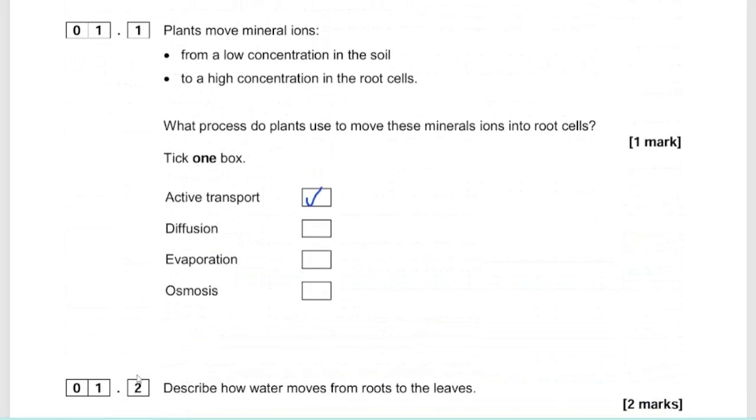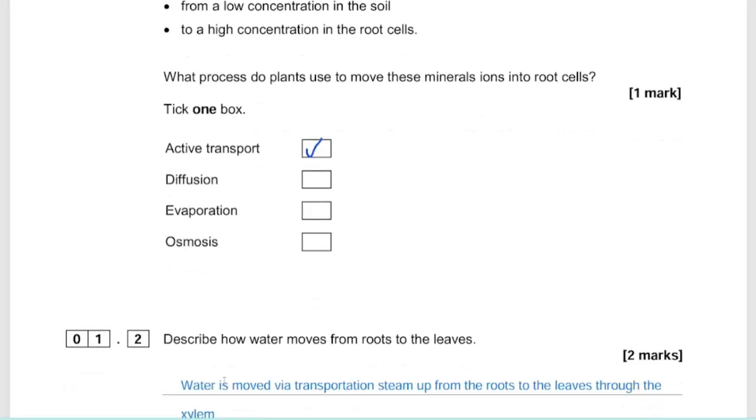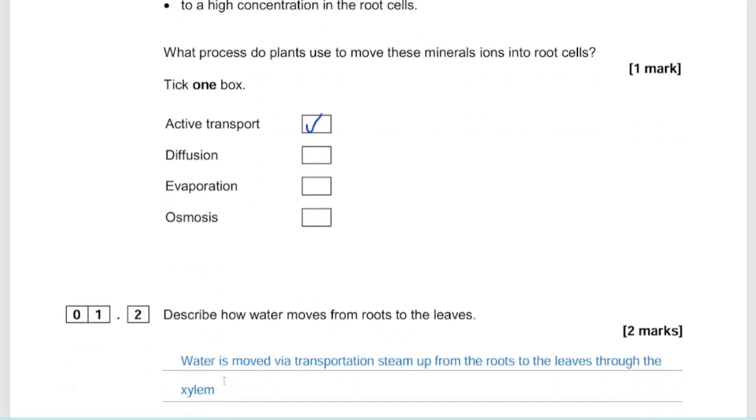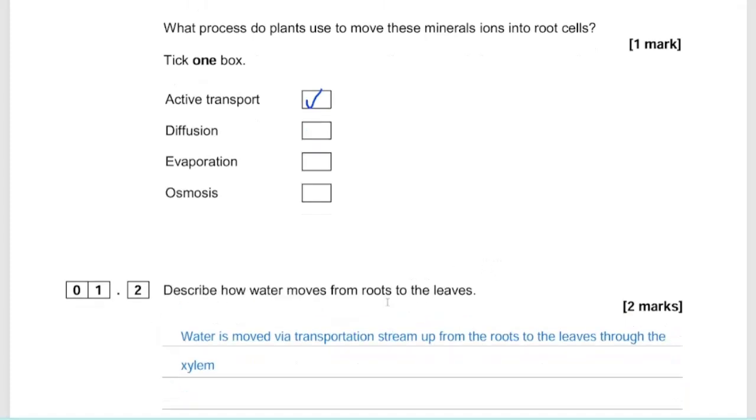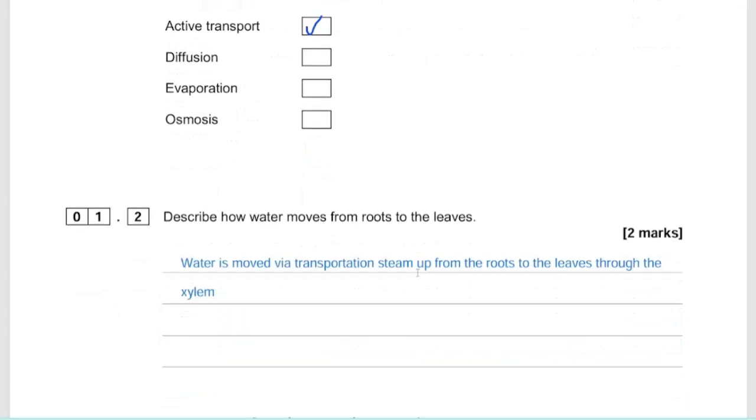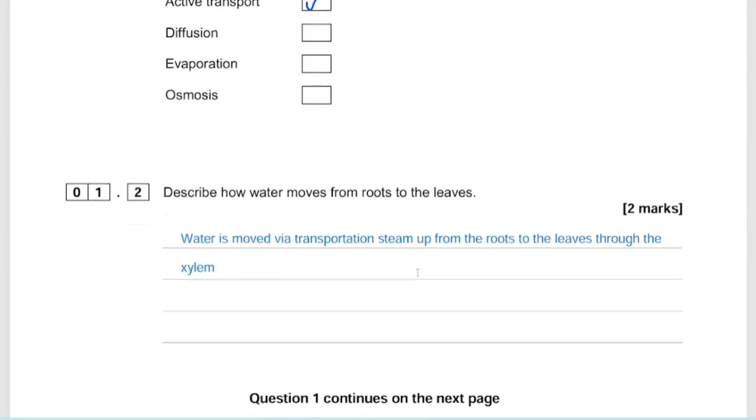And question 1.2, describe how water moves from the roots to the leaves. Now, water is moved via the transpiration stream up from the roots to the leaves through the xylem. This is meant to say stream. My bad. And yeah, just water is moved via transpiration to the leaves through the xylem.